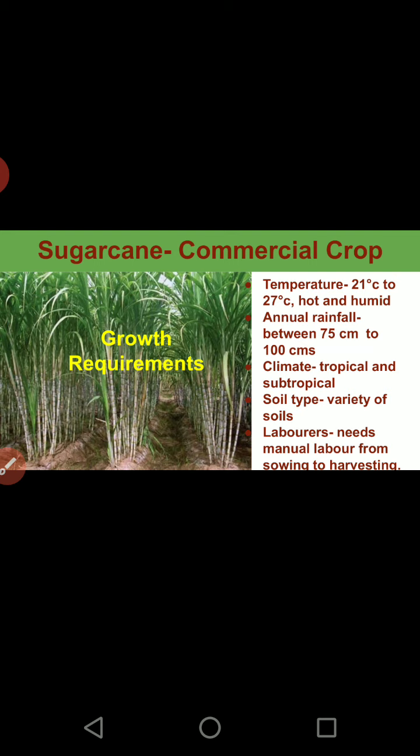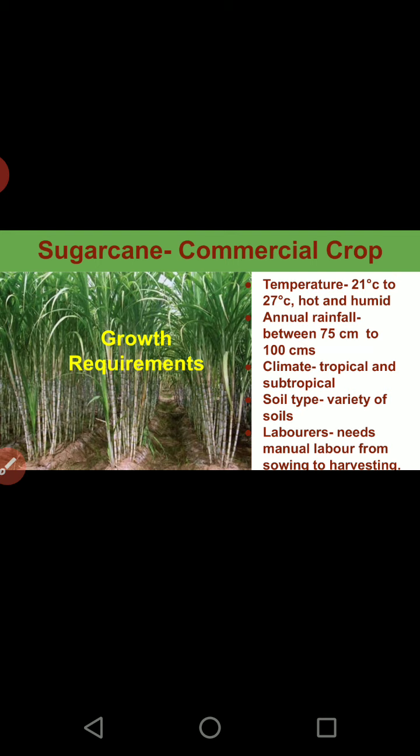For sugarcane, the growth requirements are special. Temperature requirement: 21 degrees to 27 degrees Celsius. It requires hot and humid temperature. Annual rainfall: it requires between 75 centimeters to 100 centimeters. Basically, it is grown in tropical and subtropical types of climate. So, all over India, sugarcane can be grown as India has both types of climate. Soil type: variety of soil. Again, this is a reason why sugarcane can be grown in any part of India, as soil type is not a limitation.